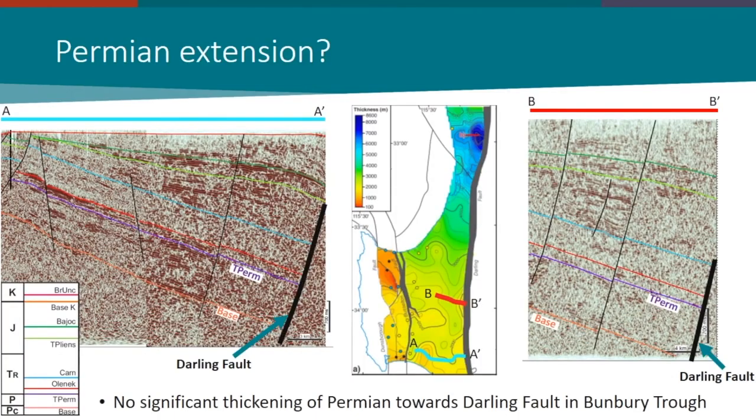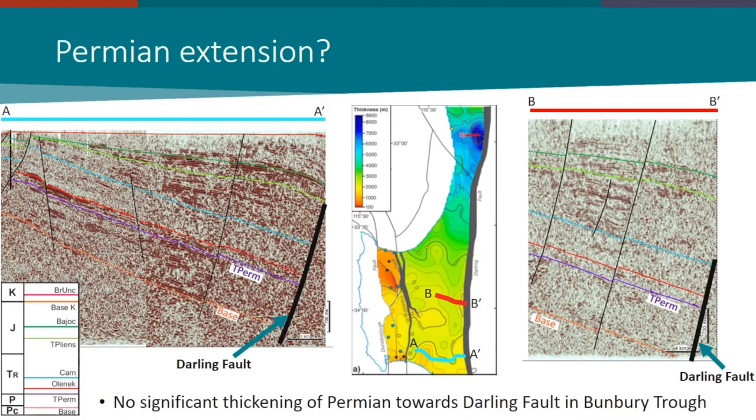Various intervals within the Permian of the northern Perth Basin have been proposed to have been syn-extensional. In the southern Perth Basin, the basement to top Permian isopack only shows a significant thickening below the Harvey Ridge towards the Darling Fault. However, as the entire Permian section has not been penetrated in this area, it's uncertain whether this isopack represents only the Permian or includes an older section, which will be discussed a bit later.